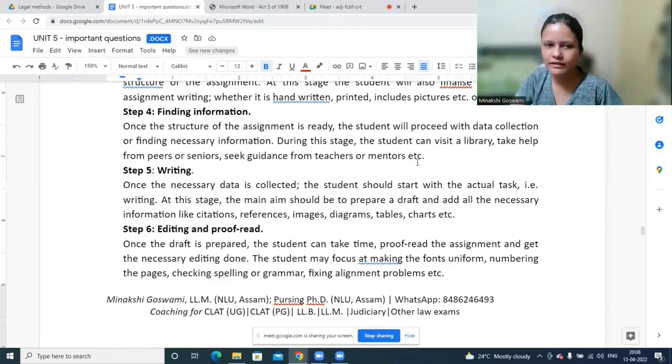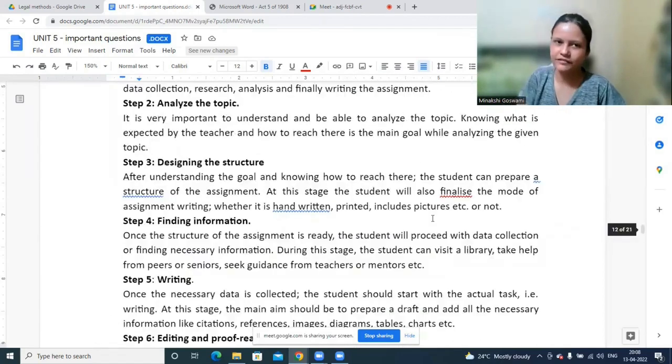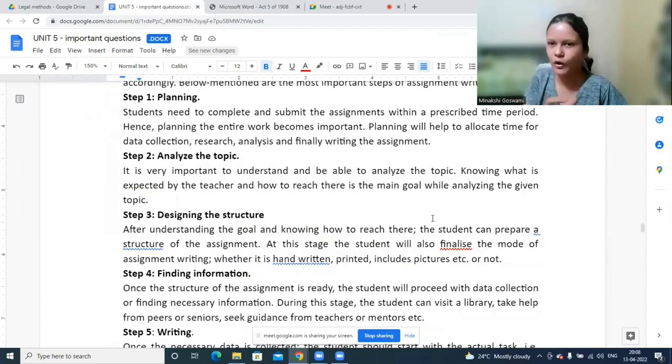Usually you would also see that when these kinds of assignments are given, they mention the font size you need to use, this much border, this much margin you need to leave. All these things we would ensure at the last point, that everything is done properly, page numbering and all. So that is the final stage where we see that we have fulfilled all the guidelines that were given along with the assignment. Okay.